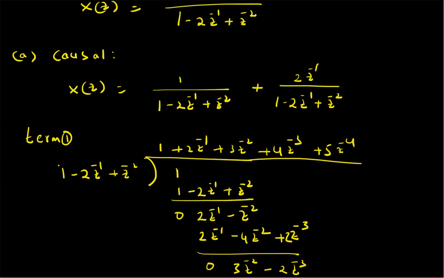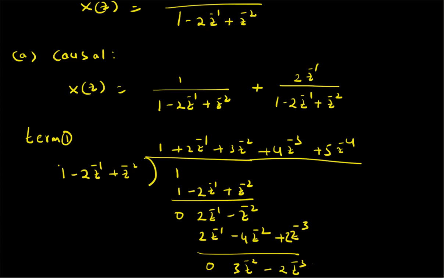So for the causal case, we write this one as the divisor as 1 minus 2z inverse plus z power minus 2, and the numerator is 1. So we start with 1 and 1. So the coefficients are 1, 2z inverse plus 3z power minus 2 plus 4z power minus 3 and plus 5z power minus 4.